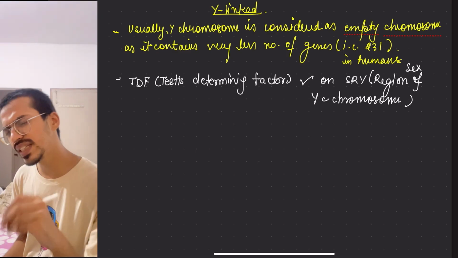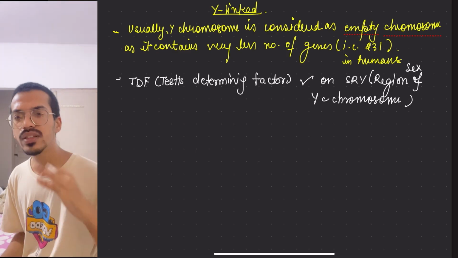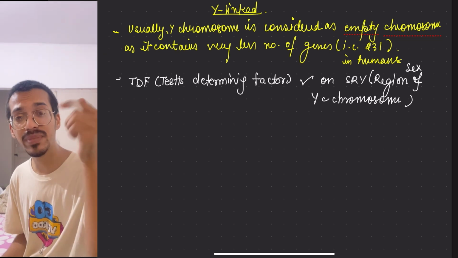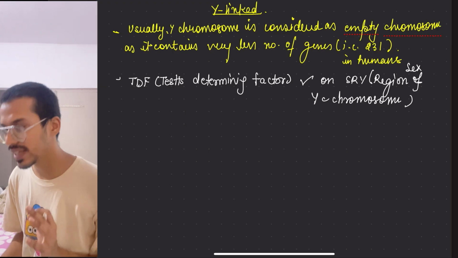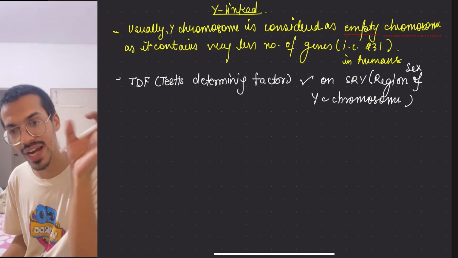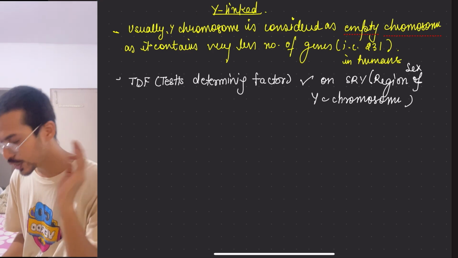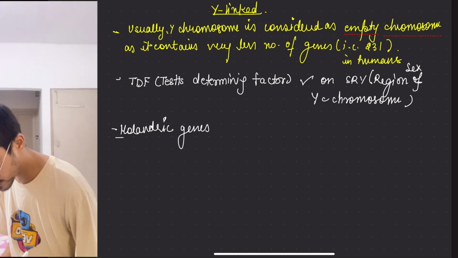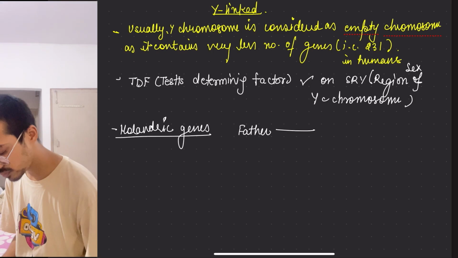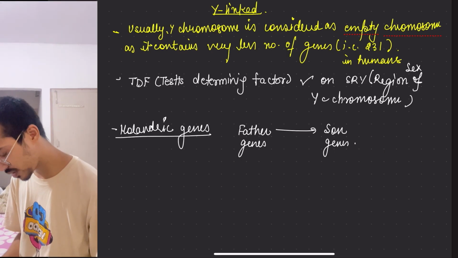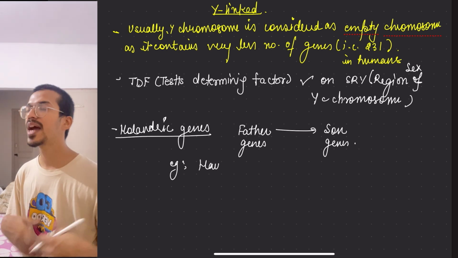These genes which are directly inherited from the father to son are called holandric genes. Holo means whole, completely, and andric means father, male. Male characters are being taken up. For example, hair on the pinna. You have seen that certain males have hair on the pinna, and their child will also grow it if they have it. So these genes go from father to son.